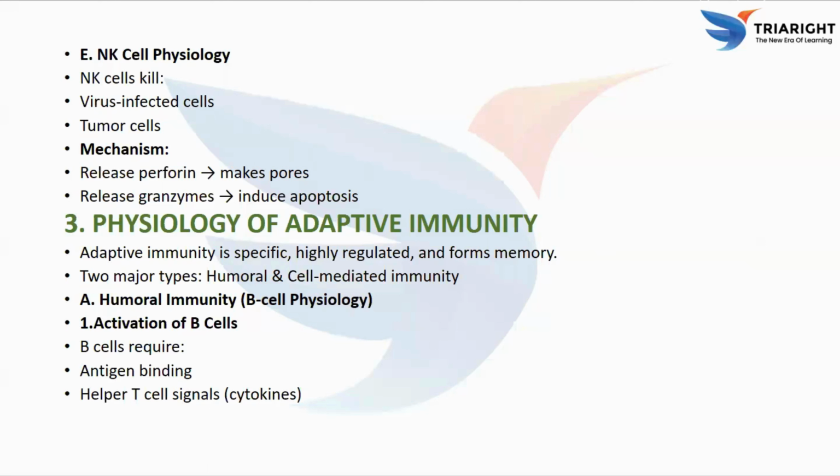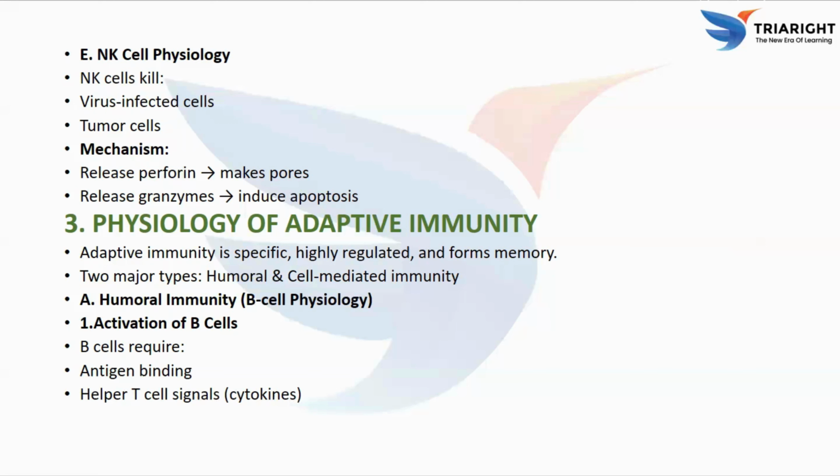Viruses often hide inside host cells. So NK cells patrol the tissues and destroy the cells showing signs of viral infection. And also tumor cells. Cells that start becoming cancerous show abnormal or reduced self markers. NK cells recognize these abnormalities and eliminate such cells early, preventing tumor formation.